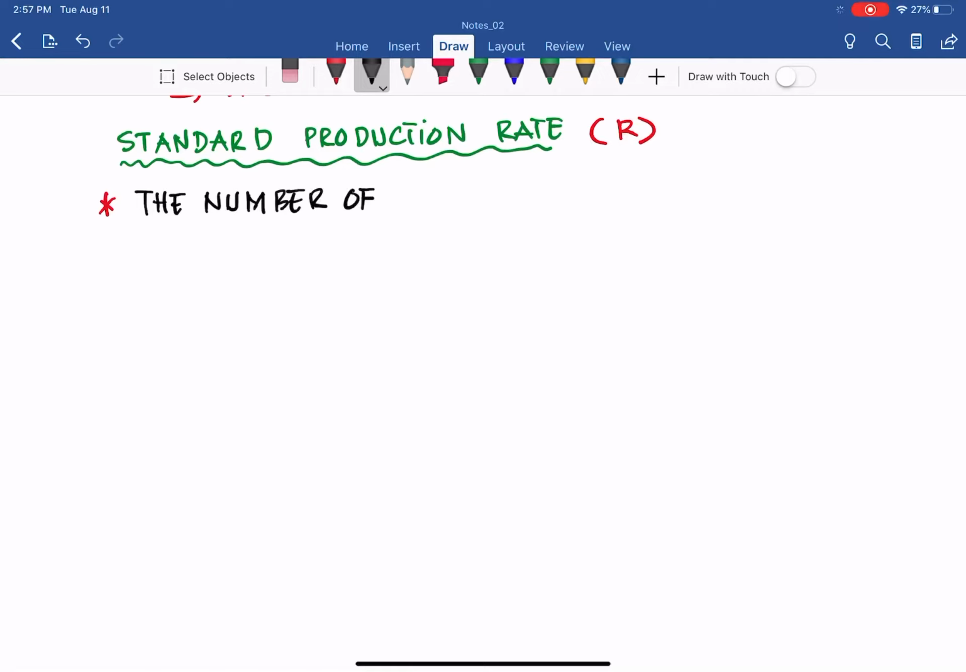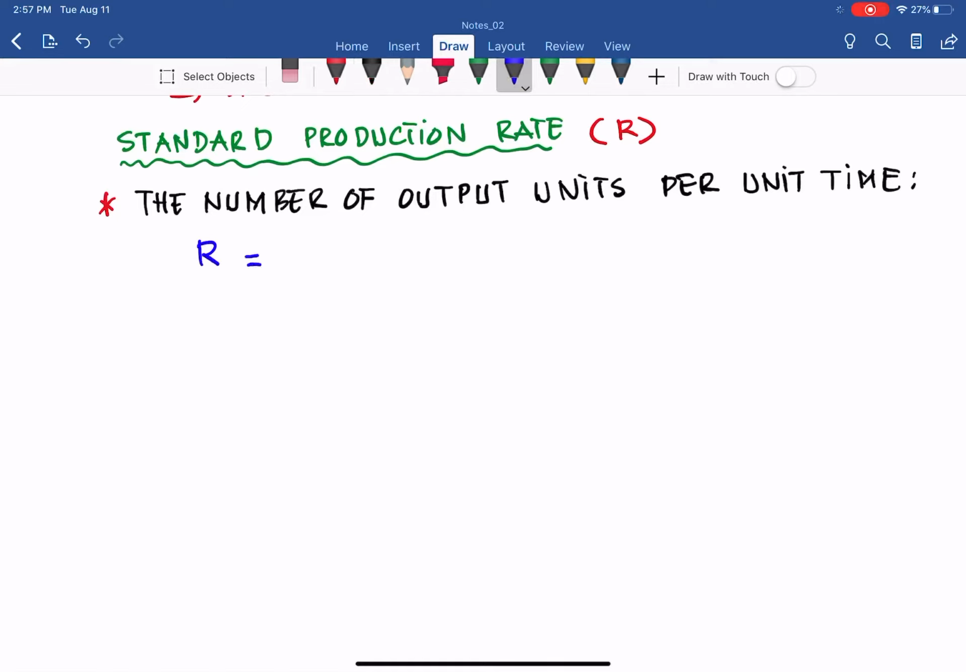So that is the definition: the number of output units per unit time. With that, we can have the equation for standard production rate R. It is equal to the number of output units C divided by the unit time T.